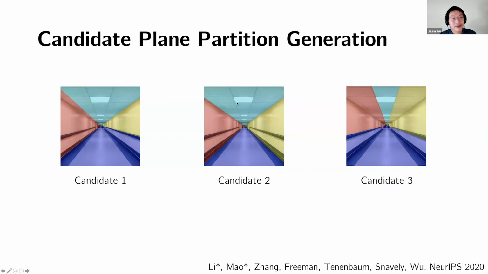And from the estimated wireframes and vanishing points, you can easily generate a number of candidate plane partitions. This is the vanishing point in the middle, and there are a lot of wireframes, and then you can say, okay, how would I partition the scene into 4 planes, for example? And there are apparently a lot of candidates, but which one is correct?